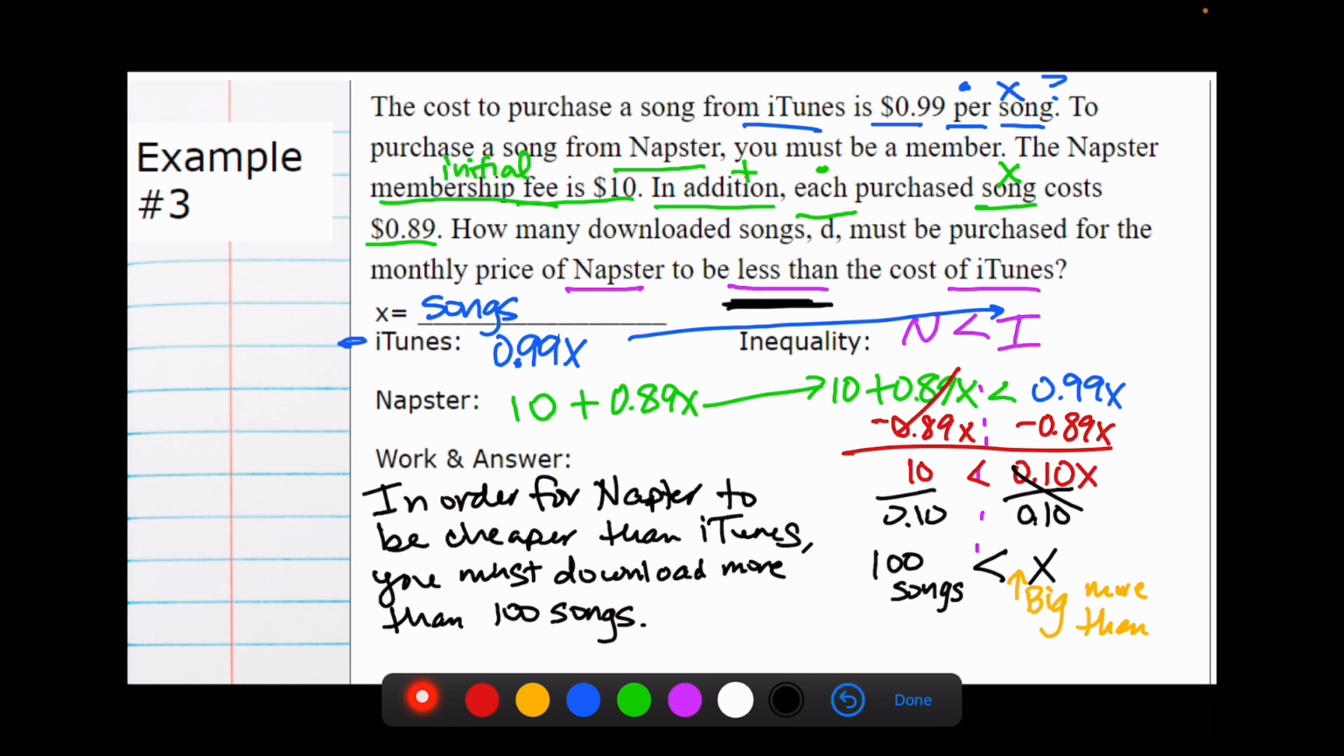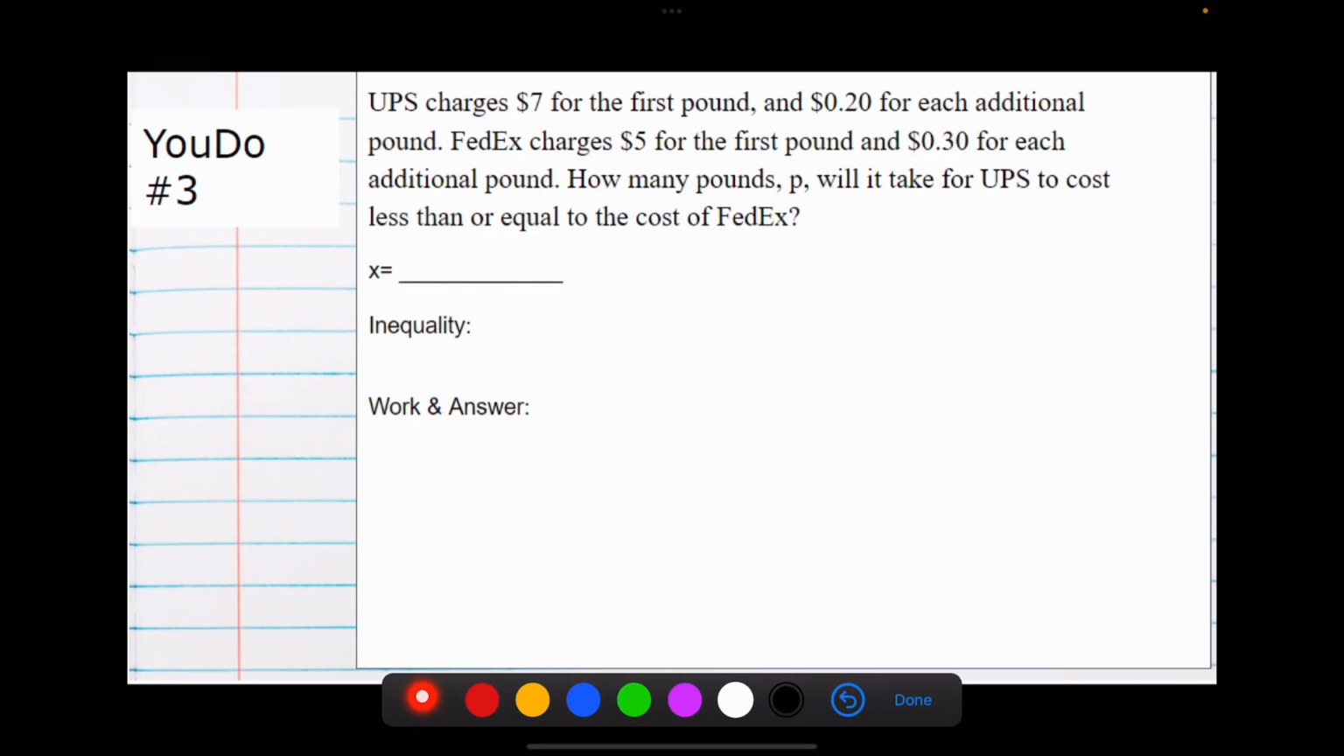Okay? What I want you guys to do is to go ahead and get to your you do, and I want you to start the you do. Okay, so we're going to pause the video and we're going to look at the you do. 5 minutes, go ahead and pause the video, do the you do, walk around, check, make sure again you get your check mark or your signature before the video starts.